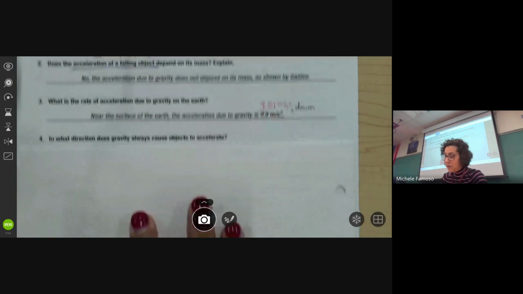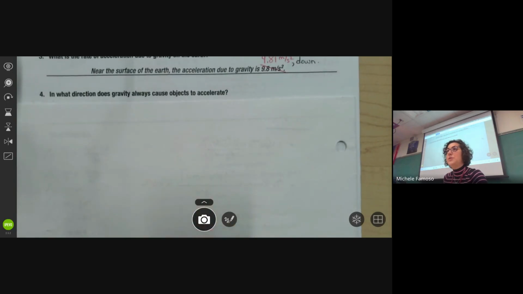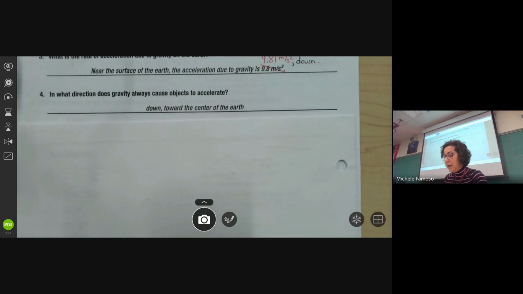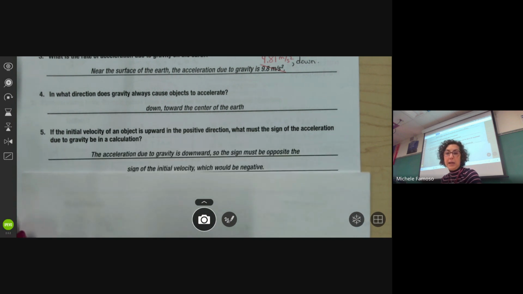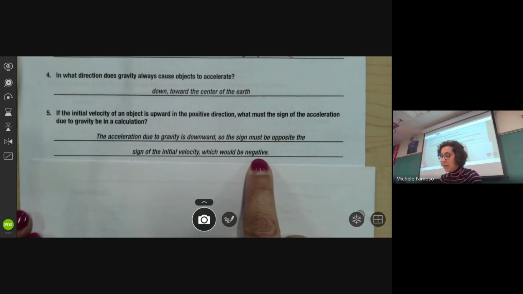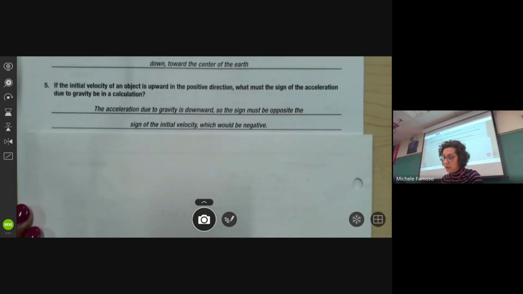Number 4, in what direction does gravity always cause objects to accelerate? The answer is down, towards the center of the planet. Number 5, if the initial velocity of an object is upward in the positive direction, what must the sign of the acceleration due to gravity be in a calculation? It's got to be negative, right? So we have to have a negative acceleration in our calculations.